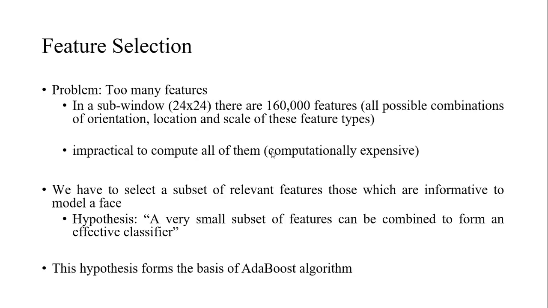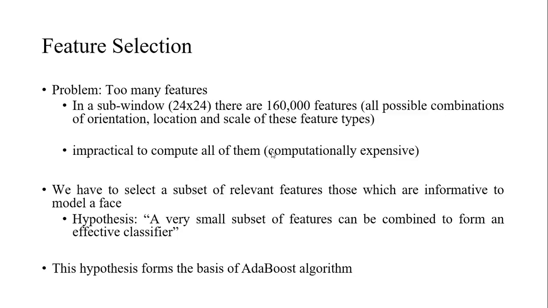Now, consider a sub-window having 24 cross 24 pixels, and within this small region, there are approximately 160,000 features obtained from various combinations of location, scale, orientation, and type of features. Now it becomes very impractical to compute all of them. Even though it is possible, it is a computationally expensive process and consumes a lot of time.